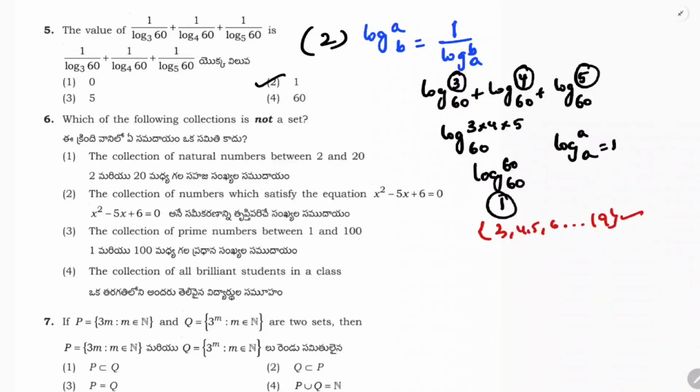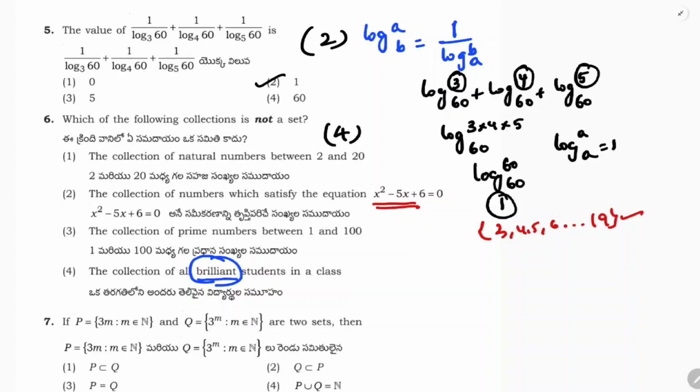It's a set. The collection of numbers which satisfy the equation: here you will get two values for x. So that is also a set. The collection of prime numbers between 1 and 100, we will get 25 prime numbers. That is also a set. The collection of all brilliant students. Brilliant based on what? So it is not well defined. So option 4 is not a set.